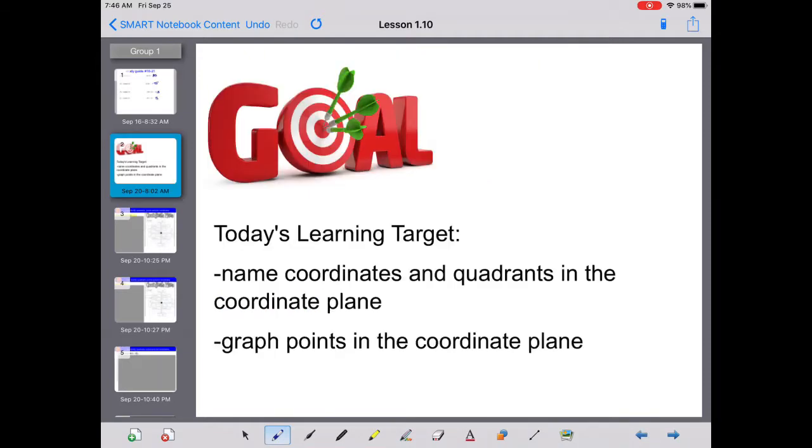The lesson target for today's lesson is that you will be able to name the coordinates and quadrants in a coordinate plane. We will graph points in the coordinate plane as well. If at the end of today's lesson you are unable to do those two things, then you need to make sure you come and seek extra help.